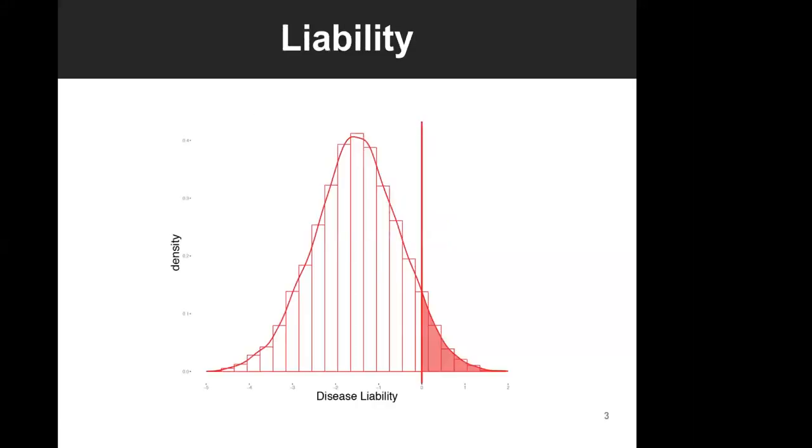The first assumption that I would like to make is disease liability, which can be imagined as a quantitative trait that underlies the disease status. If a patient passes a threshold on this liability scale, the patient is affected by the disease. If the liability is lower than the threshold, then the patient is deemed to be healthy.